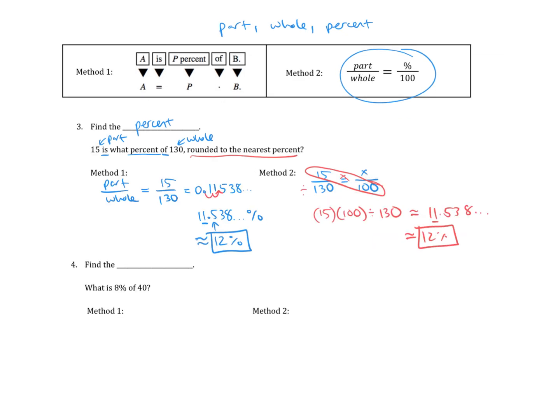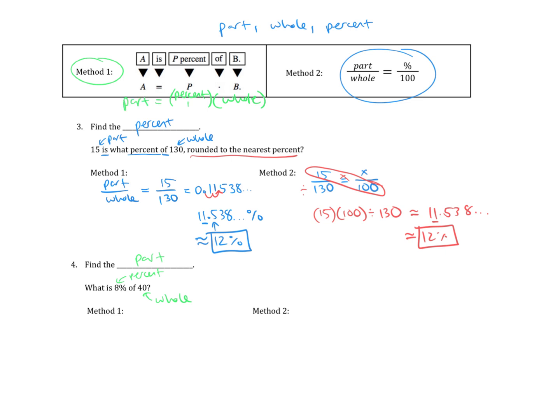In this next example, it says, what is 8% of 40? 8 is the percent. 40 is the whole, and we're finding the part. My preferred method is method 1 up above, where we take the percent in decimal form times the whole, and that equals the part.